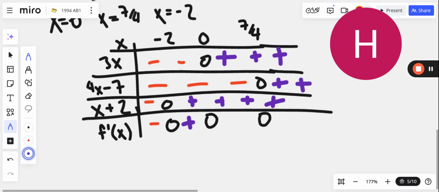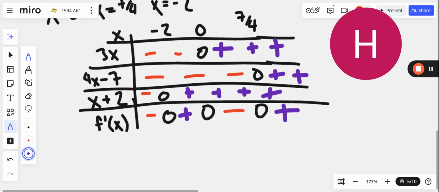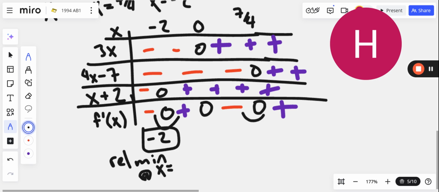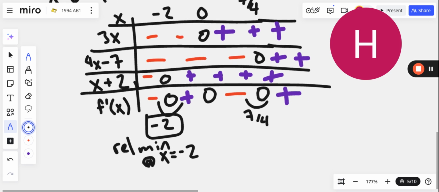And so let's just multiply these signs. We have a negative, then a positive, then a negative, then a positive. So we have a minimum value here at negative 2, and we have a minimum value. So this is a relative min at x equals negative 2, but we don't know what the y value is. And then we have a relative minimum at 7/4.